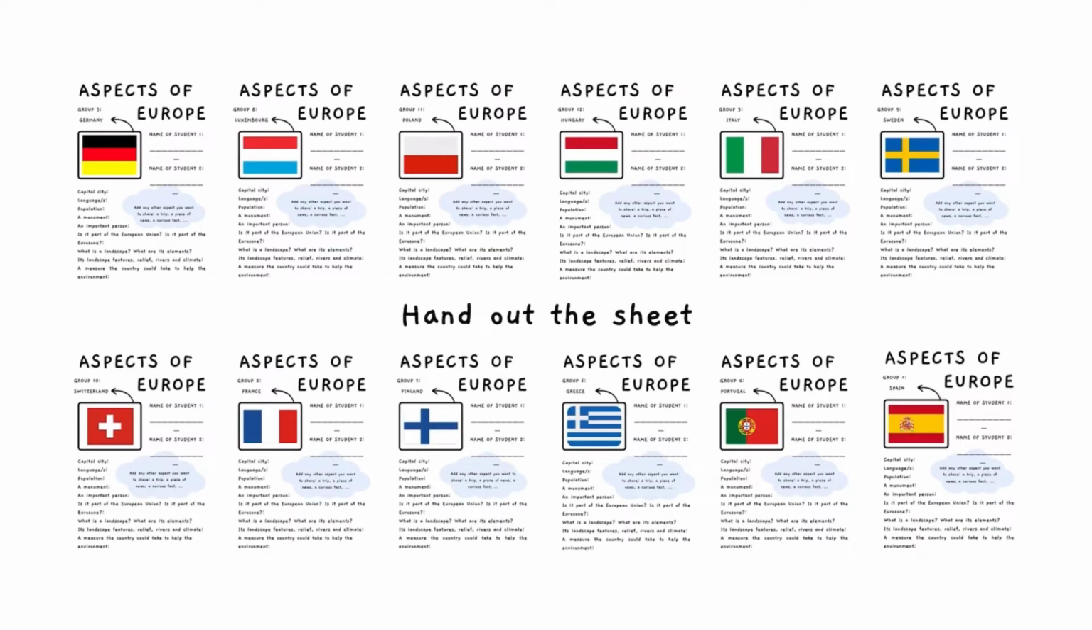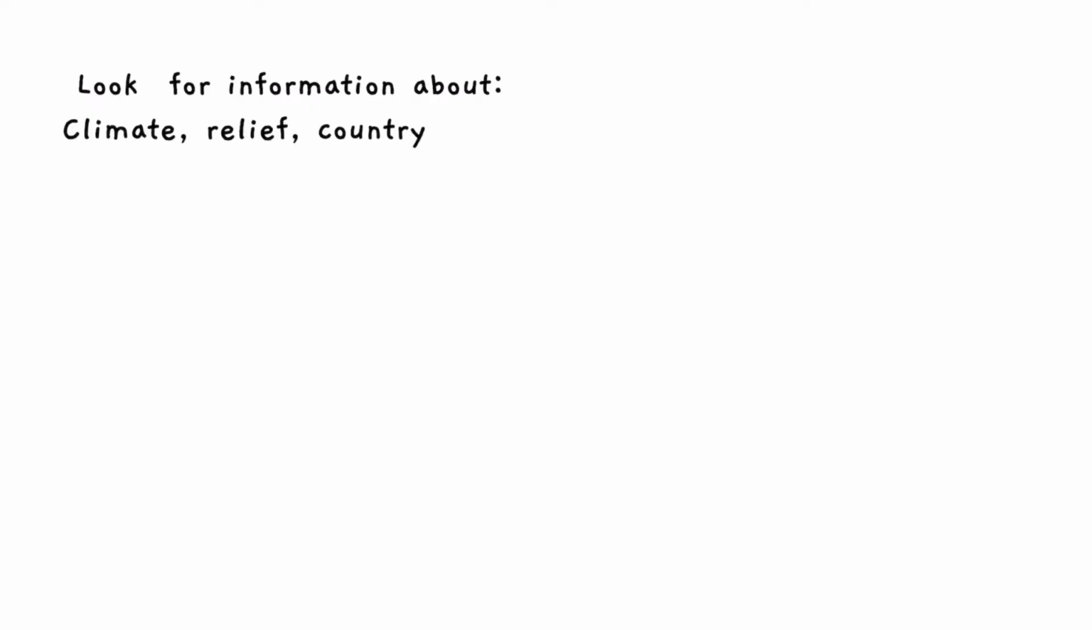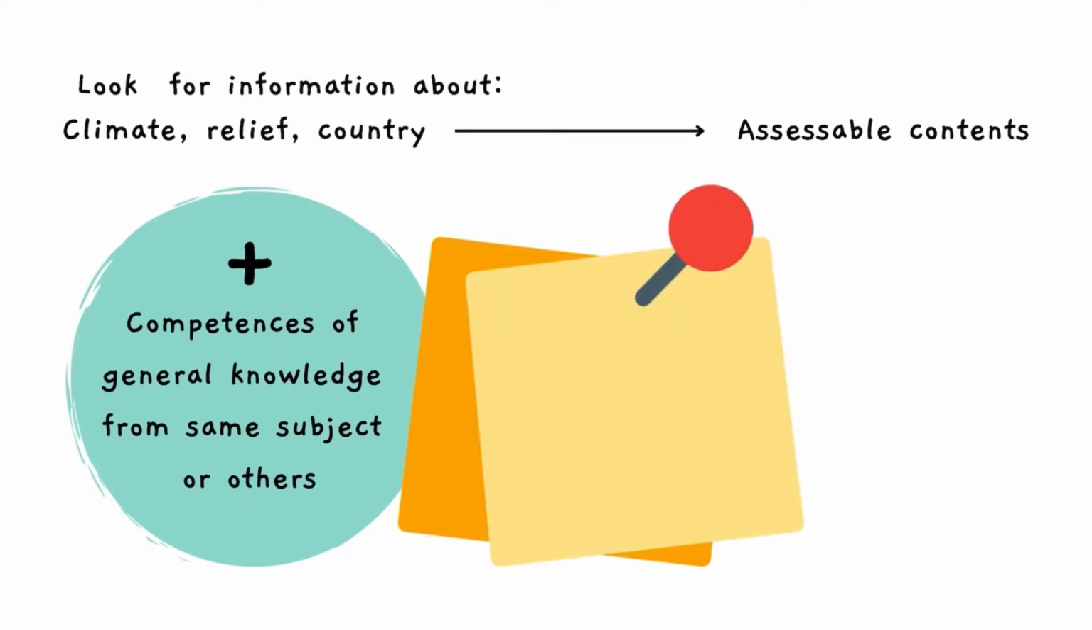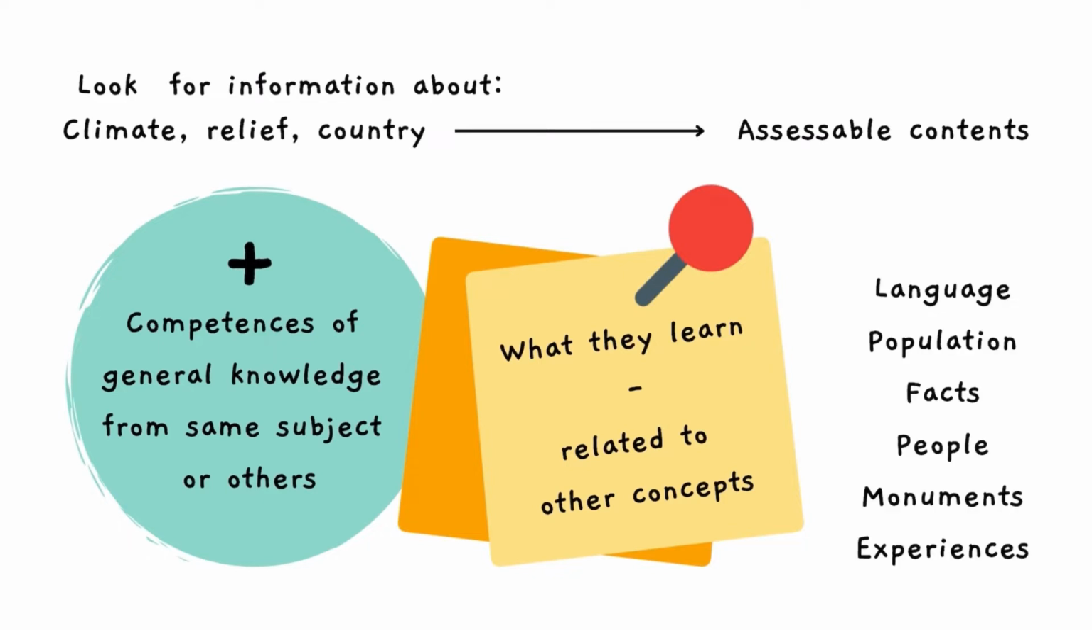The last thing we will do in this session will be to hand out the correspondence sheet for each country to each pair. In this template, the children are asked to look for information about climate and relief of the country in relation to the accessible contents, but also other competences of general knowledge related to the same subjects or to others. In order for children to build up their learning, it is necessary and very effective for the concepts they are learning to be related to other concepts in other subjects. They are asked about the language, population, facts, important people and monuments, and some curious facts or their own experiences. This gives a playful and personal value to the activity.